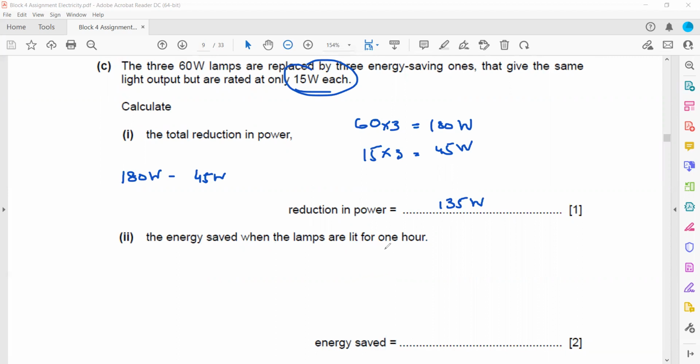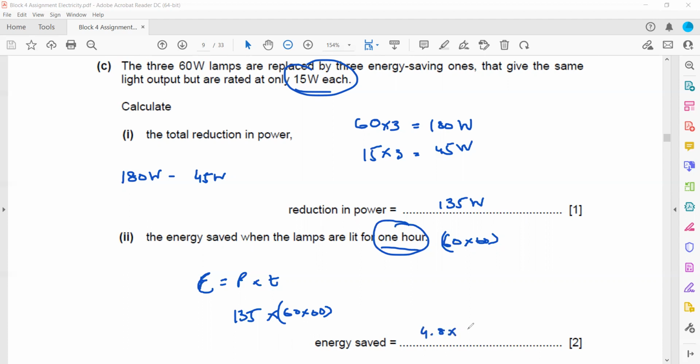Then, energy saved when the lamp is lit for 1 hour. This is the power which we save. Now we need the energy saved. So energy equals power multiplied by time. The power which we save is 135 watts and the time is 1 hour. So it means 60 times 60, because the time should always be in seconds. So 60 multiplied by 60 is 3600. So 3600 multiplied by 135 will give us about 486,000, or we can also say 4.9 times 10 to the power 5 joules. So this is how much energy is being saved when we replace the 60-watt lamps by 15-watt lamps each.